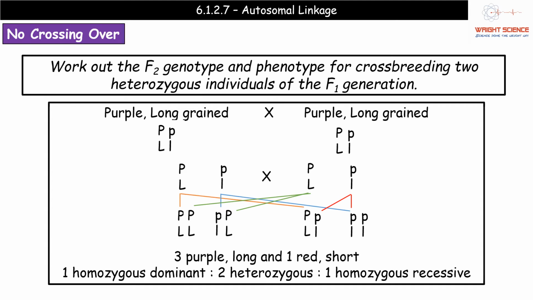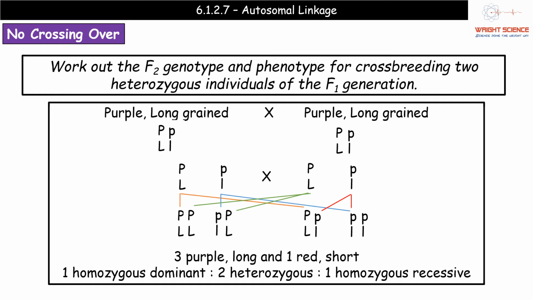So we could end up with a little question like this: work out the F2 genotype and phenotype for crossbreeding two heterozygous individuals of the F1 generation. So what we're told in the question, they're heterozygous individuals first of all. Now, if they're heterozygous, this means that they must therefore have one purple and one of the red flowers, and one long and one short pollen grain gene.